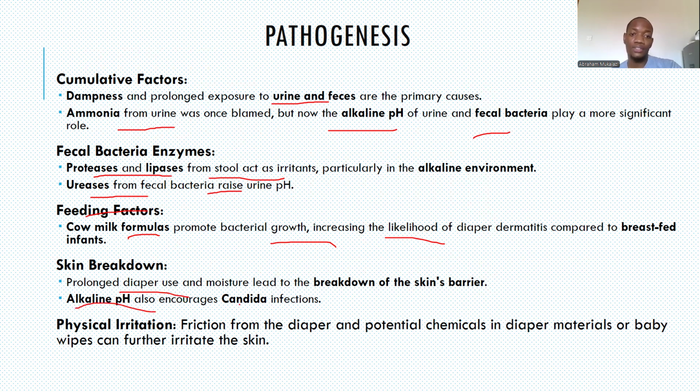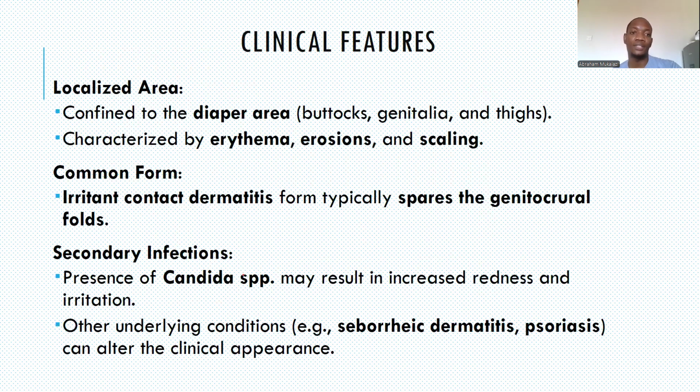Alkaline pH also encourages the proliferation of Candida species, so the child can end up with Candida infection as a complication of the diaper or napkin dermatitis. Then there is physical irritation from the friction of the diapers if they're ill-fitting, and irritation from the chemicals used to make these diapers. All this can give rise to the irritations that can give you the manifestation.